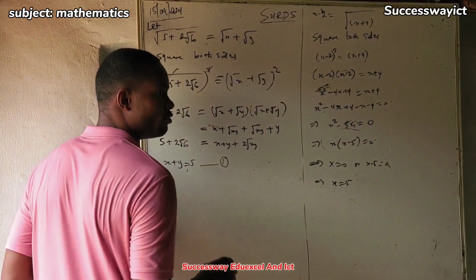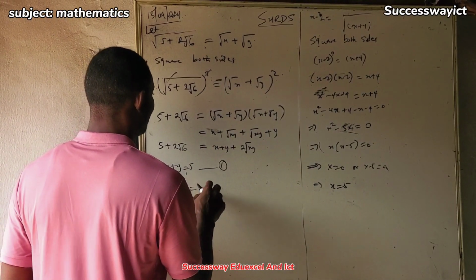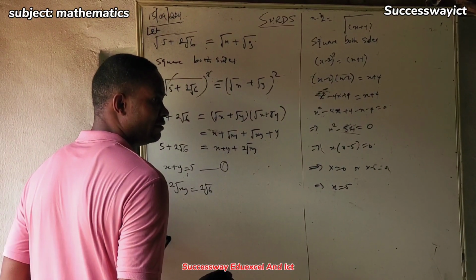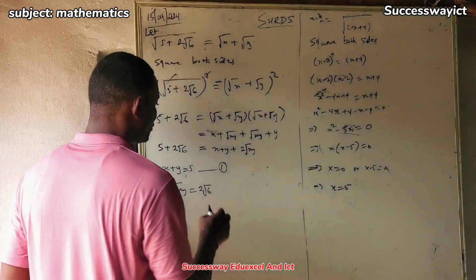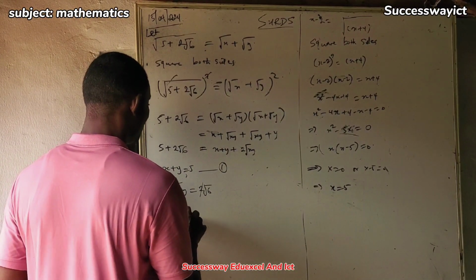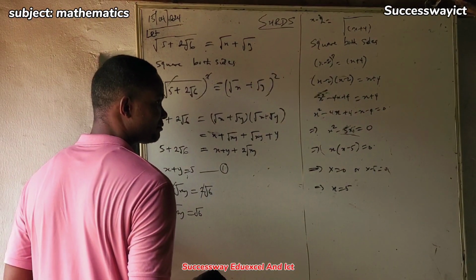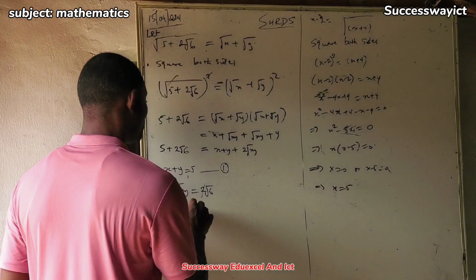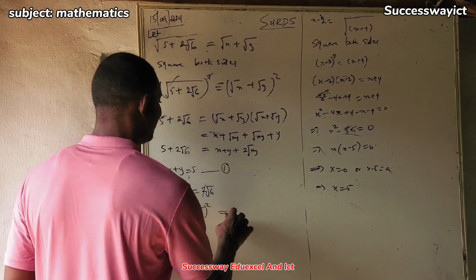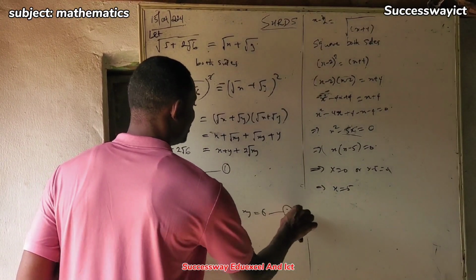You can call this equation 1. And then you have 2 root xy to be equal to 2 root 6. Are we together? So we can say that this guy can go with this guy so that I will have root xy to be equal to root 6. Now, if I also square both sides, I'm still going to have xy to be equal to what? 6. I can call this equation 2.